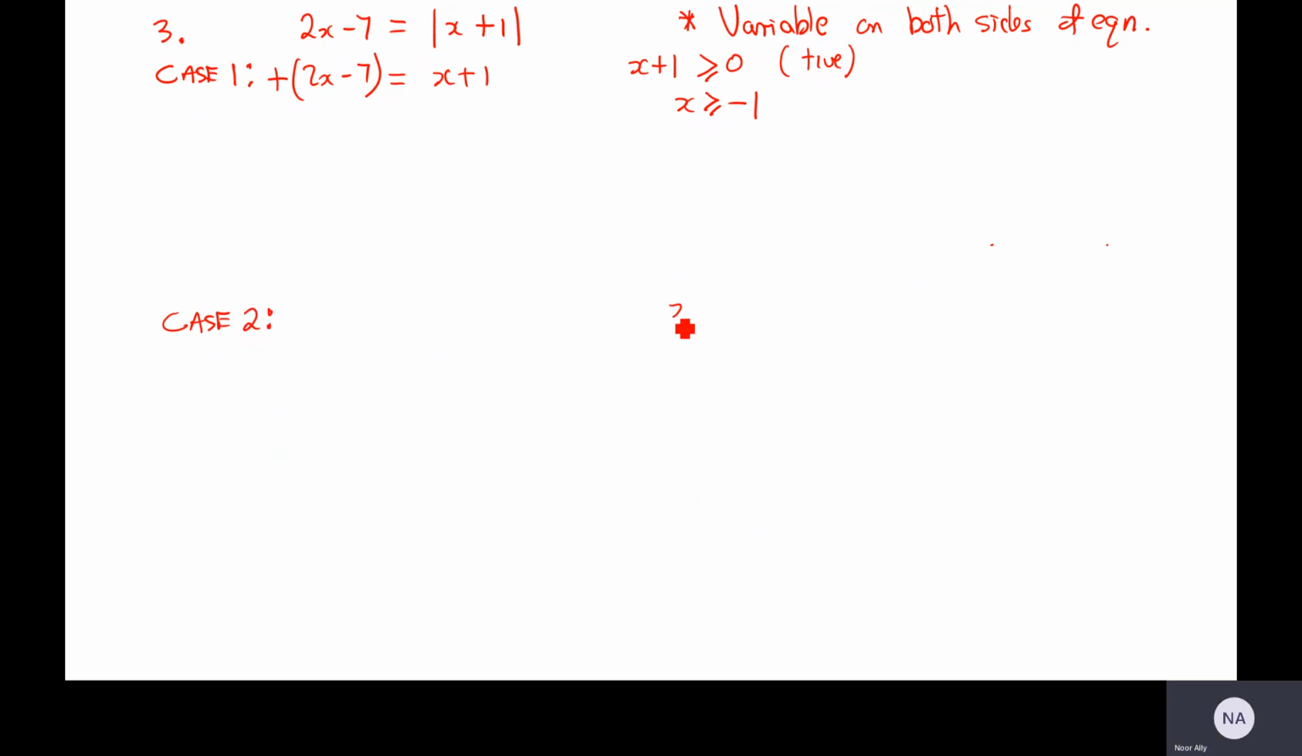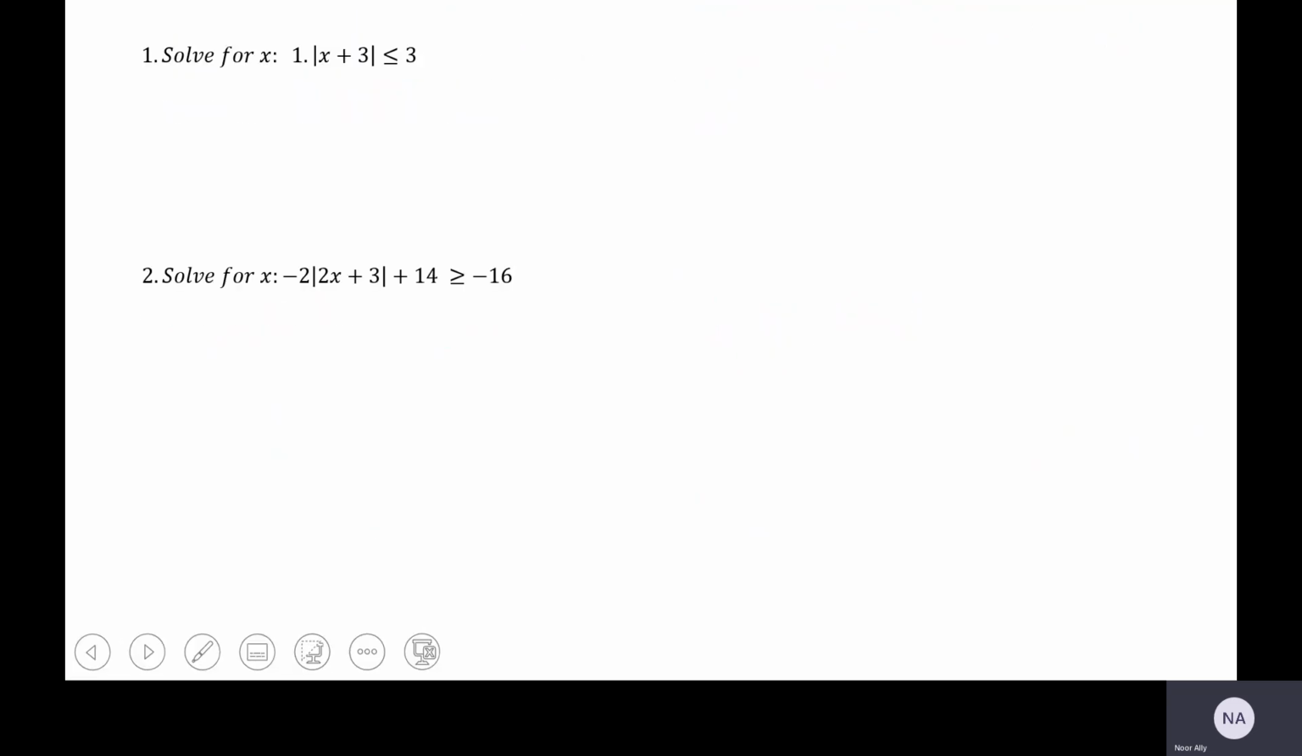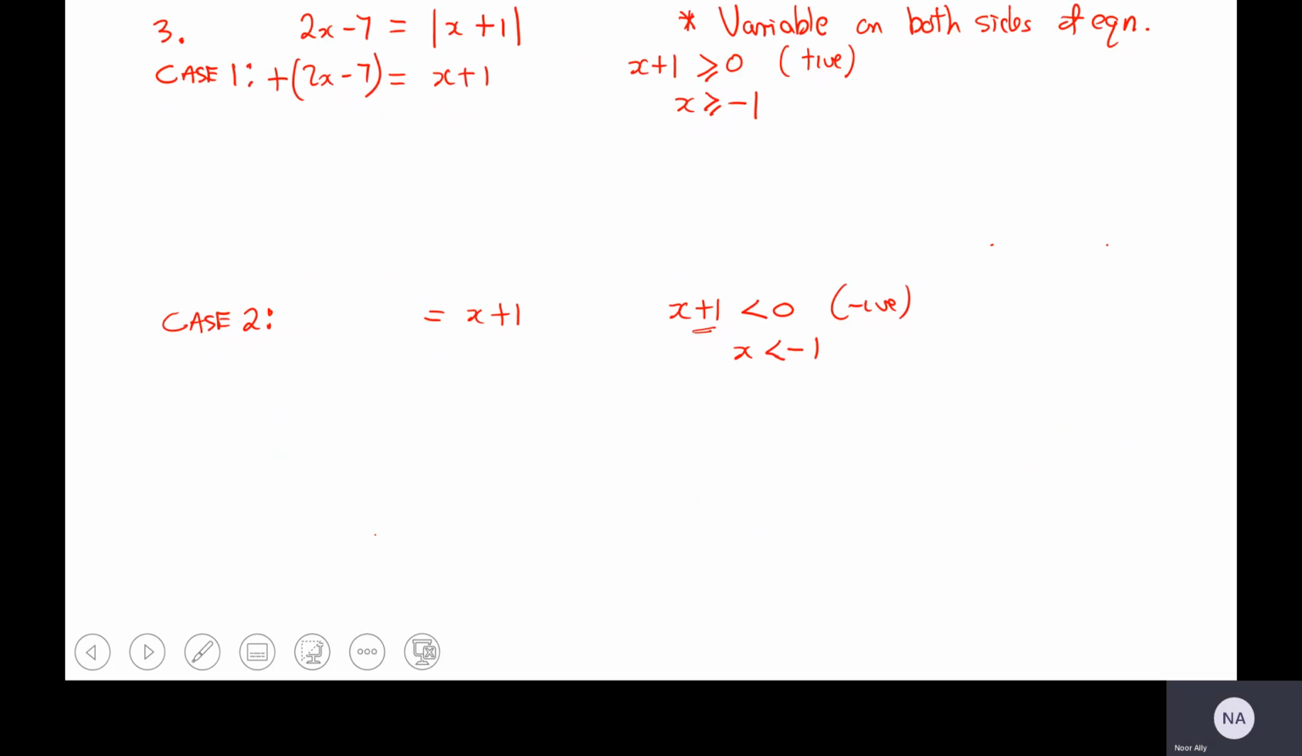In case number 2, we're going to have x plus 1 less than 0. In other words, the negative. And there we can transpose x is less than minus 1. And when we have x plus 1 less than 0, then we drop the absolute values, and that will be equal to the negative of the other side. So it's negative, open brackets, 2x minus 7.